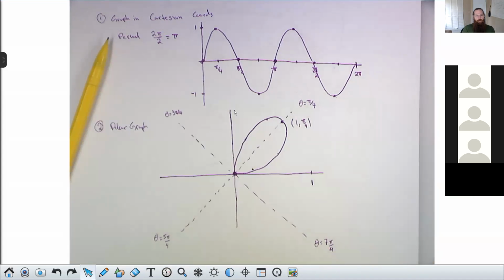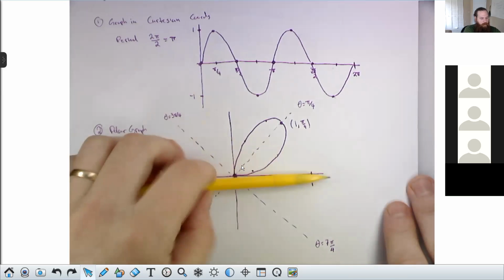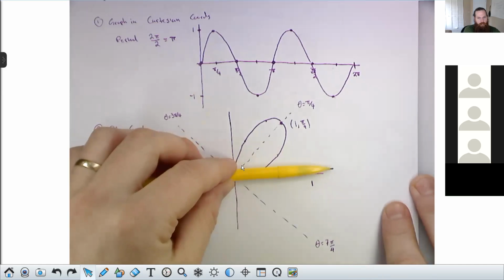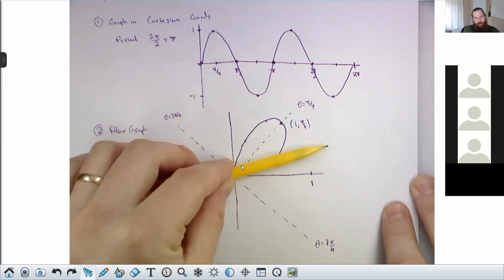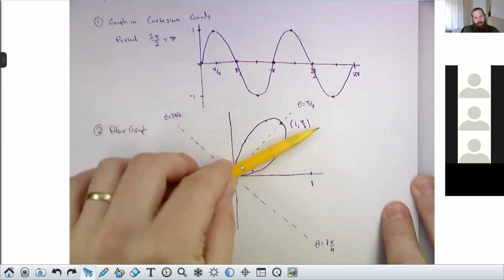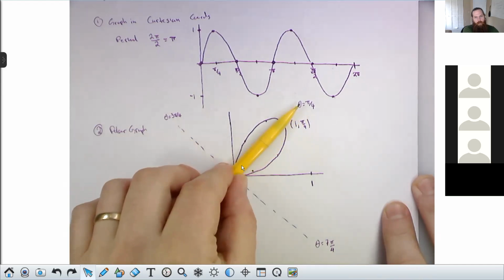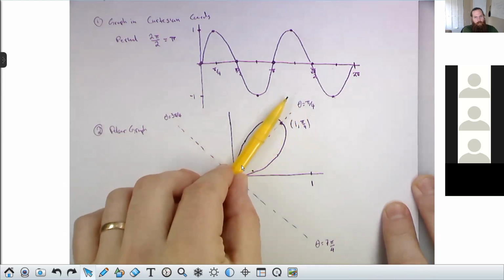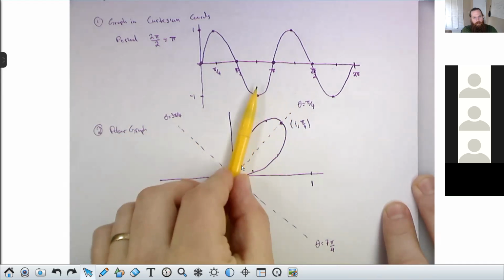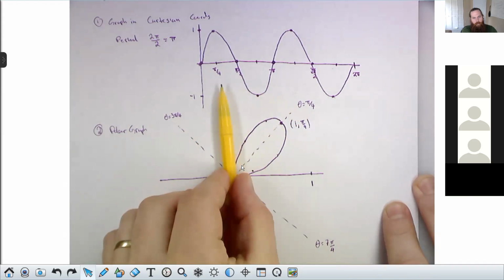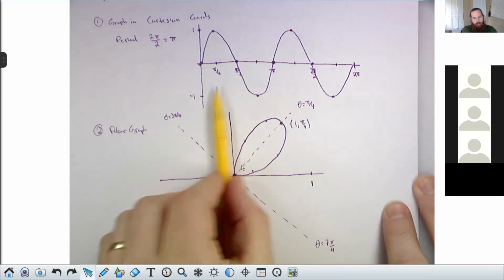So this loop of the curve here is coming from this part of the Cartesian graph. As theta goes from 0 to pi over 2, you imagine this arm rotating around and watch where the arm intersects. R is getting bigger and bigger out to a max of 1. And then r starts coming in, getting smaller and smaller, all the way back to the origin by the time this rotates up to pi over 2.